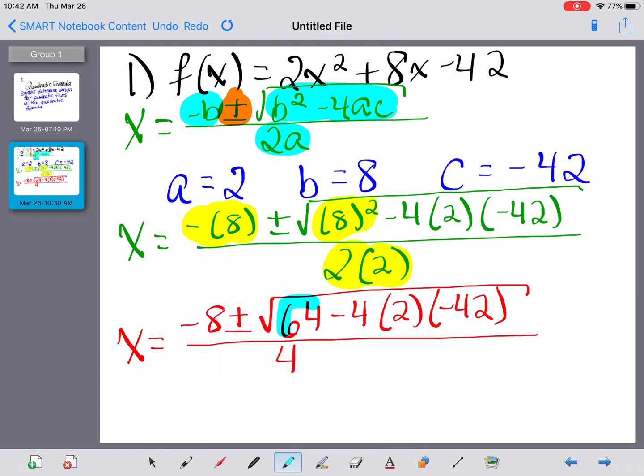That happens to be this 64 minus 2 times negative 4 times negative 42. It looks like a big mess. You're probably already anxious about what to do next. So what we're going to do is we're just going to leave that minus sign in there, because if you don't, you're probably going to make a mistake.